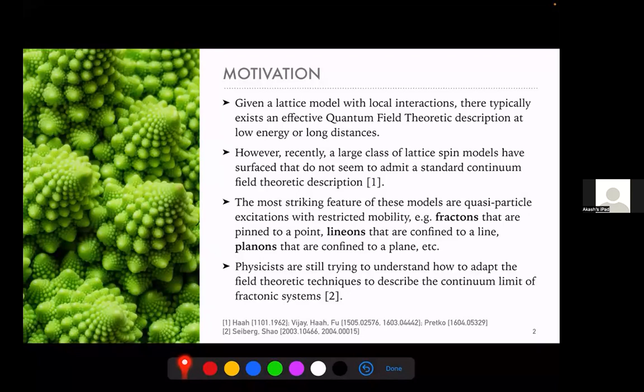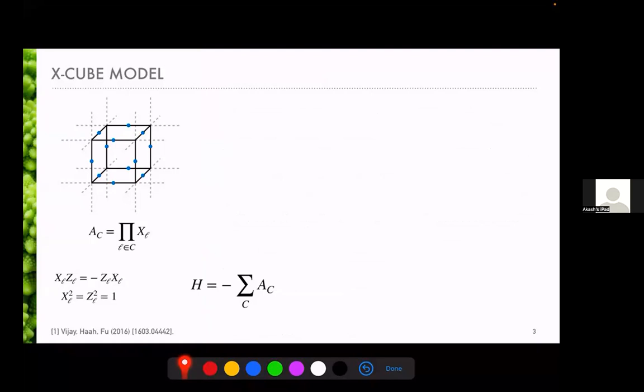But okay, this is not what I'm going to talk about today. I'm going to focus on some very small toy model. So this is the toy model that I'll be interested in. Just think of a cubic lattice, and on every link of that lattice there resides a spin. So it's just a spin half system. You can generalize it to higher spin systems, but this is a spin half system.